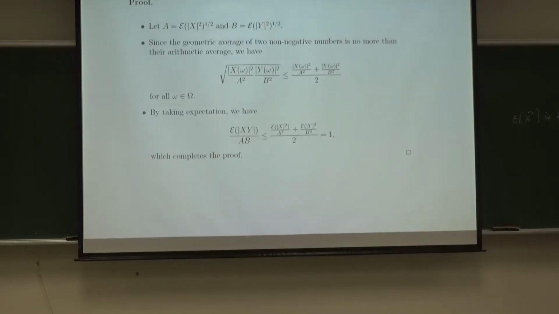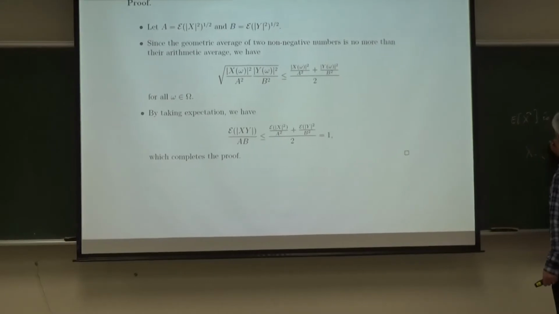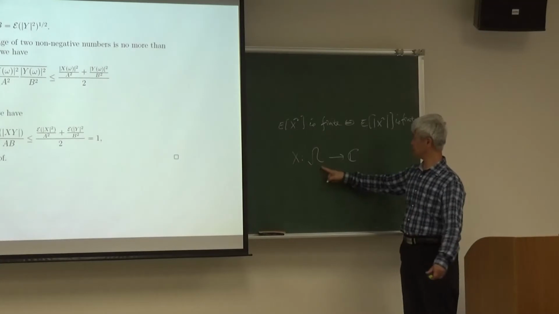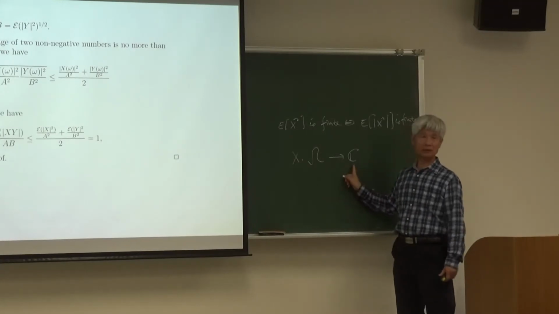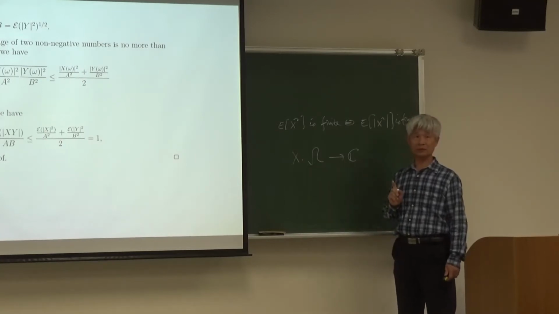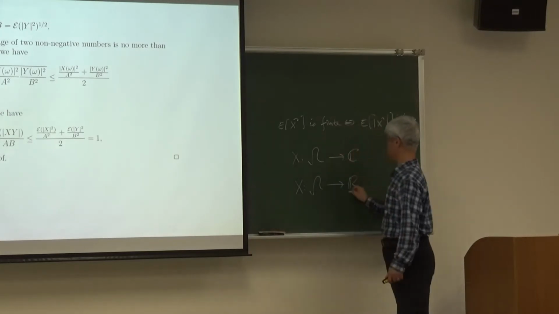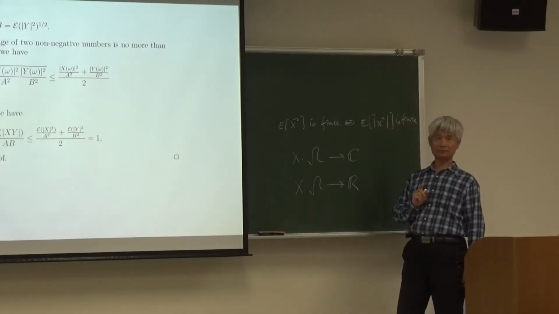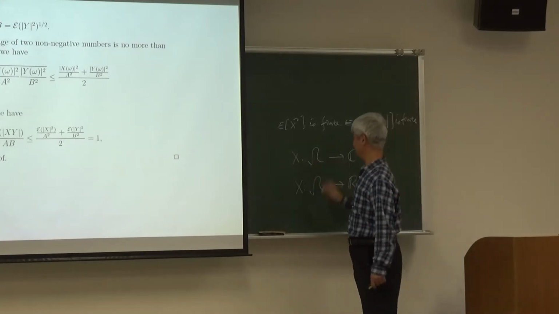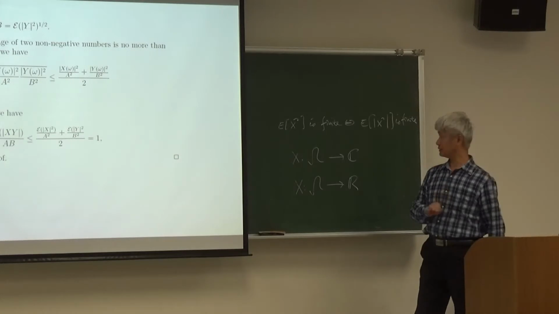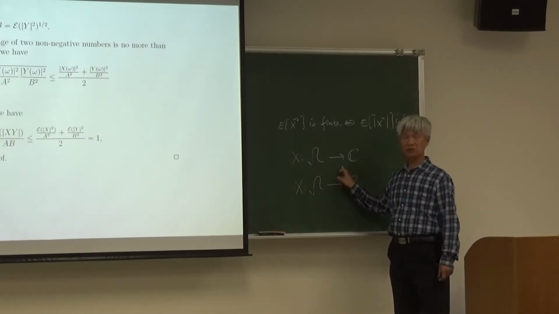Complex valued means that a random variable is a function from the sample space to the set of all complex numbers. So it's called a complex valued random variable. If it goes to R, then it's called a real valued random variable. So that is the difference here. But we know a random variable is more than a function from omega to C. It should be measurable, right?